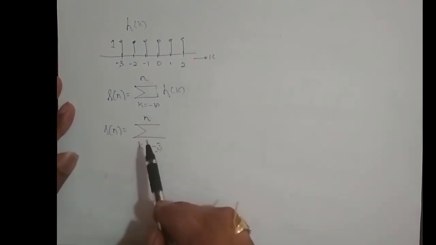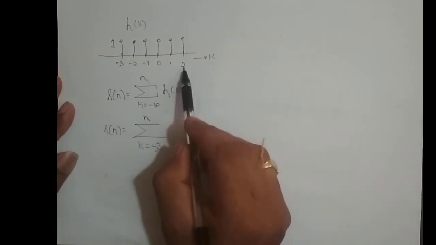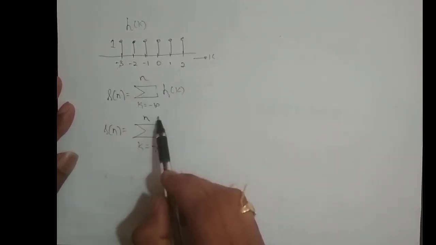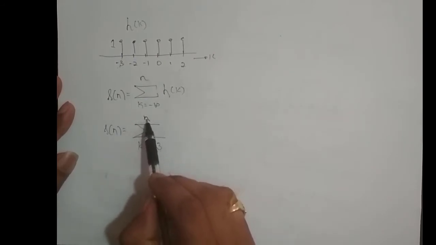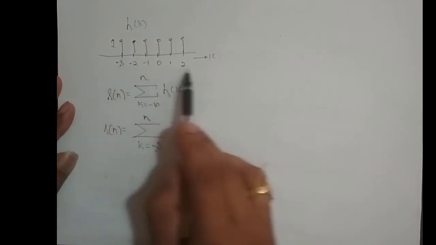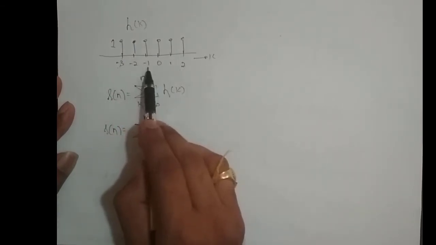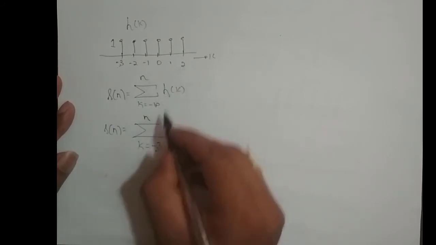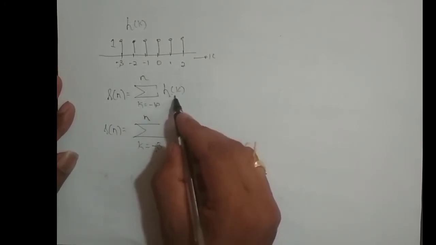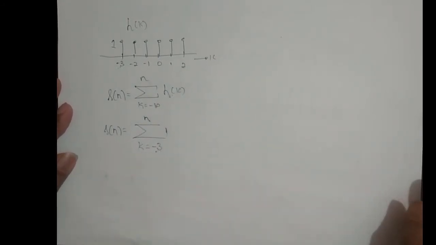Fine. You might ask me, sir, why did not you put 2? Because signal ends at 2. I cannot put 2 because the formula says that the upper limit is n, and this n has the liberty to move from -3 to 2. I can keep it at -3, I can keep it at -2, -1, dot dot dot, I can keep it at 2. Fine. And h of k, what is the value of h of k? It is 1, right? So I'll write this as 1.